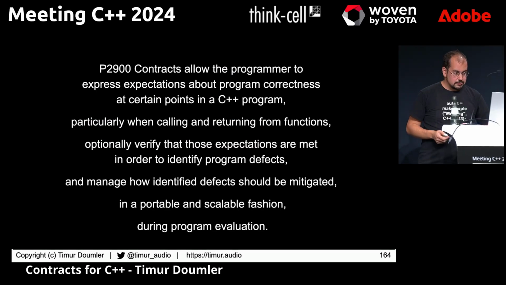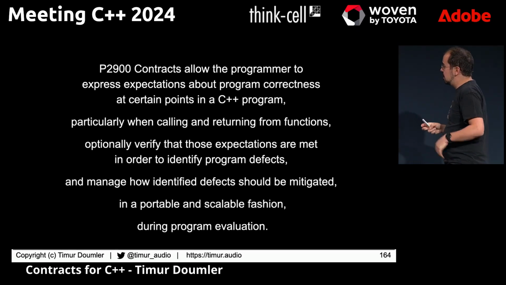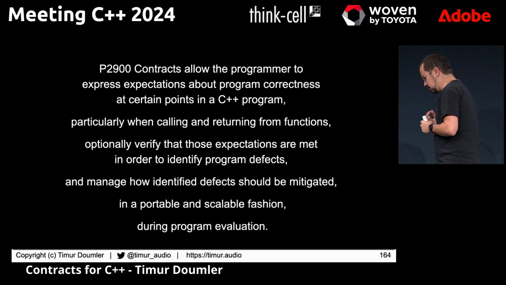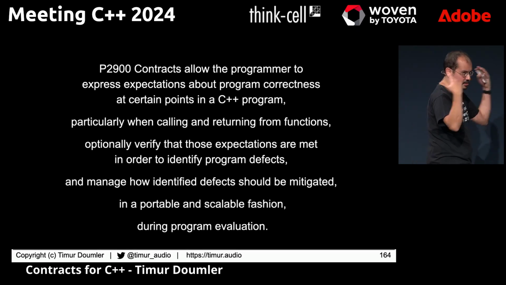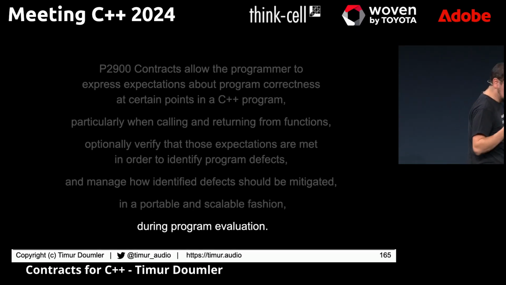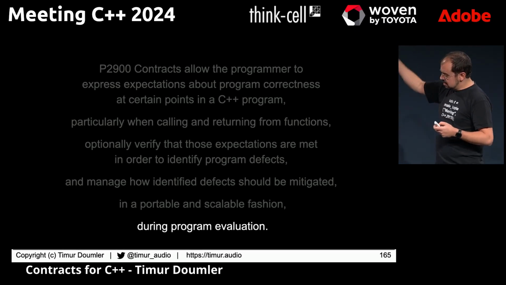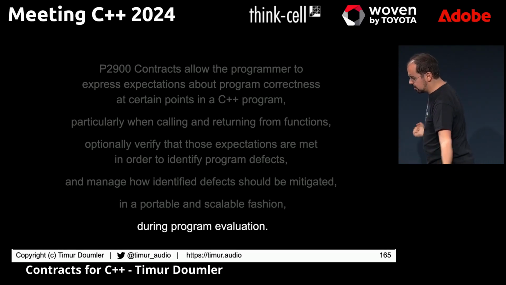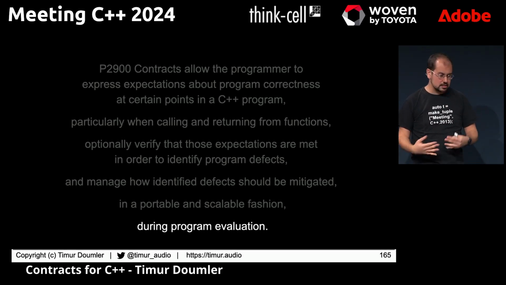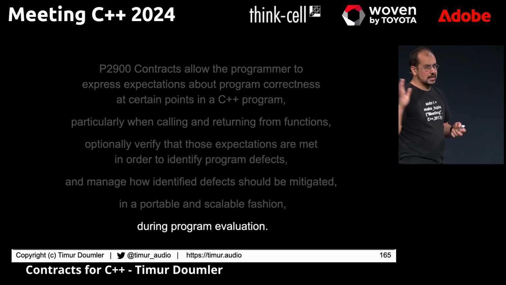So one last thing is, this is kind of what contracts are about, but the other distinction to other features is that they don't do that by changing the language somehow. They don't change the semantics of the language, they just add checks, which are just expressions. So one thing that's important here is during program evaluation, right? So there are things like Sean Baxter's Safe C++ proposal that adds basically a borrow checker, which changes the semantics of the language, which changes the object model.